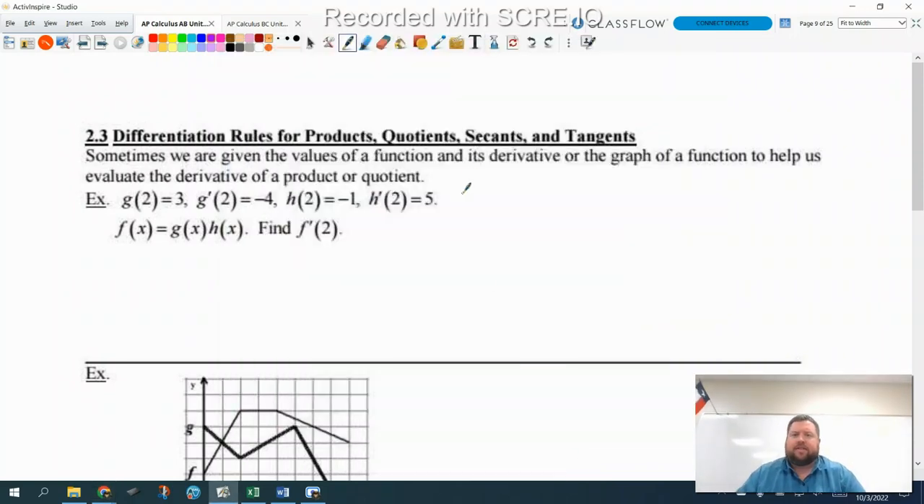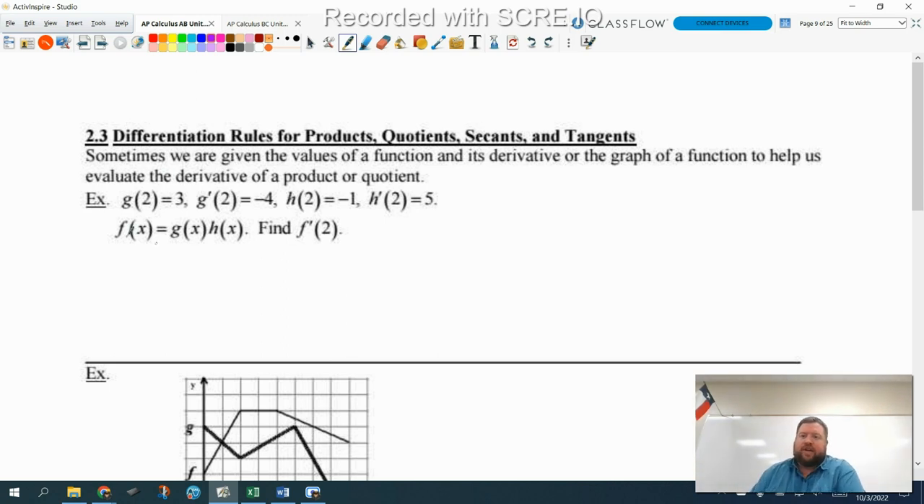All right, guys, this is day two of our product and quotient rules and using our secant and tangents that we learned about in our last lesson. So one way that they're going to force you to use the product rule is to not even tell you what the actual functions are. So you're going to have to perform the task with function notation, and then they're going to give you enough pieces of information that you can plug in some numbers and get an answer.